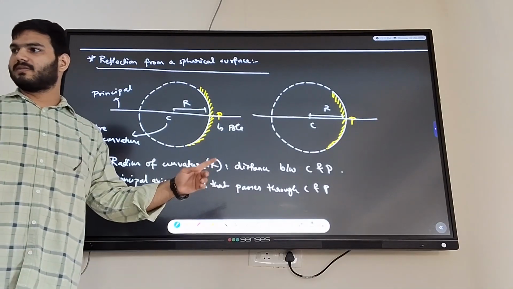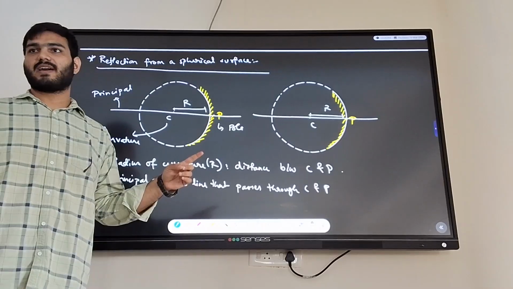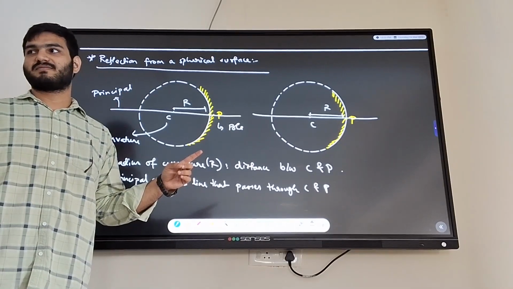Please make the diagrams with pencil and scale. I should not find diagrams made from pen. I will tear the page.